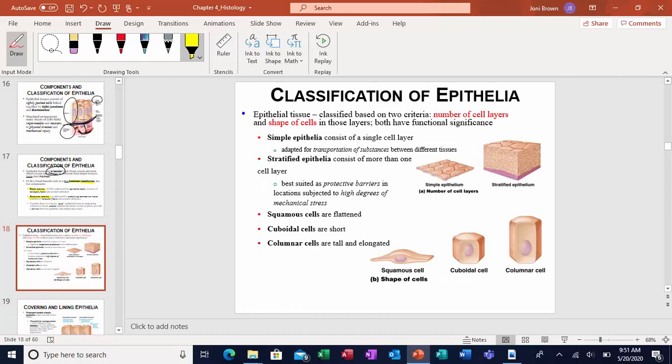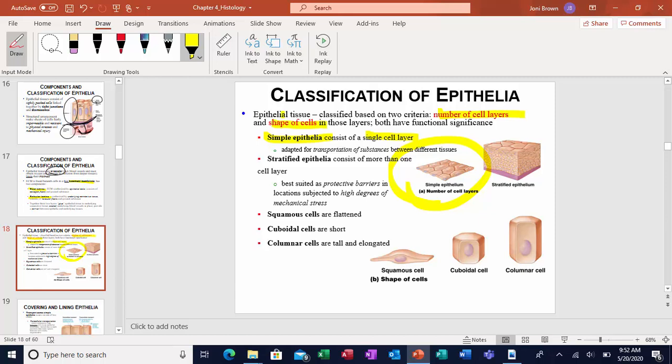Now, to classify epithelial, we're going to look at how many cell layers there are and the shape of the cells. If it is simple, it is one layer thick, one layer. And the reason you would have simple epithelium like this would be for diffusion of substances, like in the air sacs of your lungs, you've got simple epithelium. And it's very, very thin, so it's easy, when you have a gradient, for oxygen to diffuse to the area that has less oxygen.